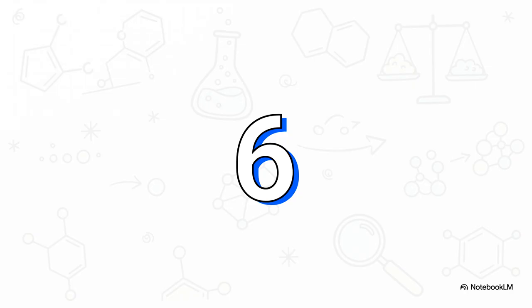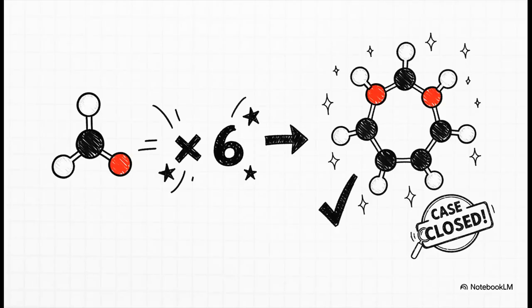This is our multiplier. This is the key that connects the simple ratio to the complex reality. So, we take our empirical formula CH2O, we multiply every single subscript by 6, and we get C6H12O6. Case solved. Our mystery compound is glucose, the simple sugar that literally powers our bodies. We just went from a few simple percentages all the way to a precise chemical identity. Pretty cool, right?